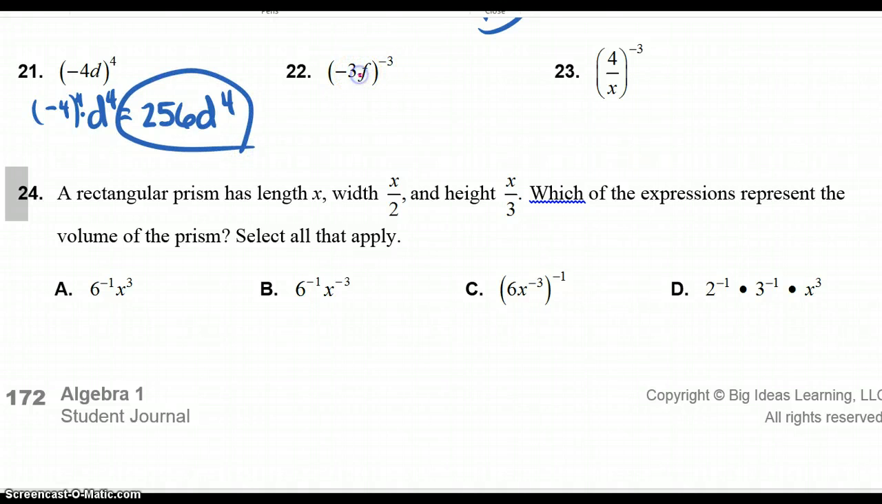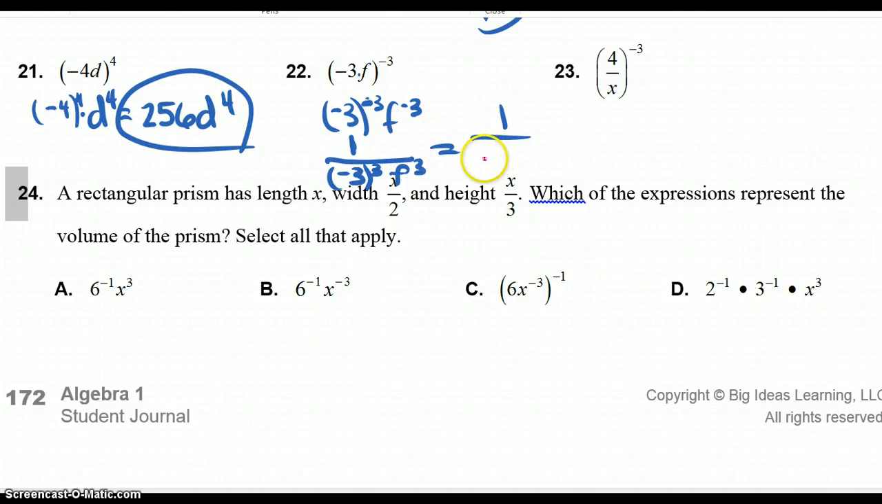Okay, 22, so I would think of that as my two factors. So I take negative 3, in parentheses, to the negative 3rd power, and I take f to the negative 3rd power. To simplify that, negative 3 times negative 3 times negative 3, but this was to the negative 3rd power. So the first thing I want to do is make it 1 over negative 3 to the 3rd power. And then f to the negative 3rd goes on the bottom also as f to the positive 3rd. Clean it up, 1 over negative 27 f to the positive 3rd.